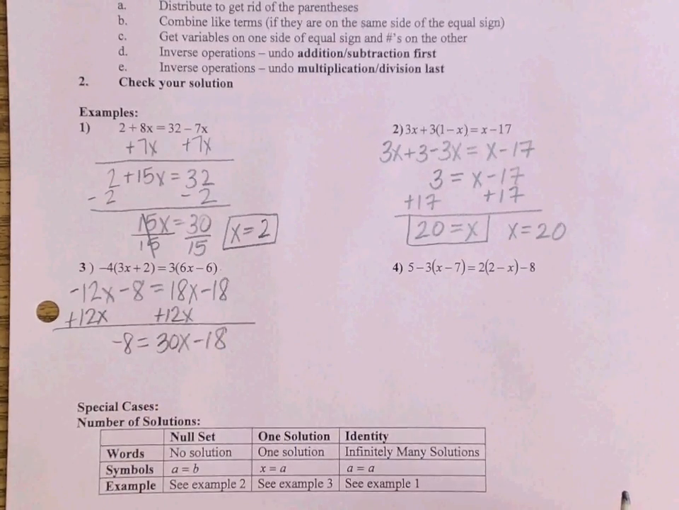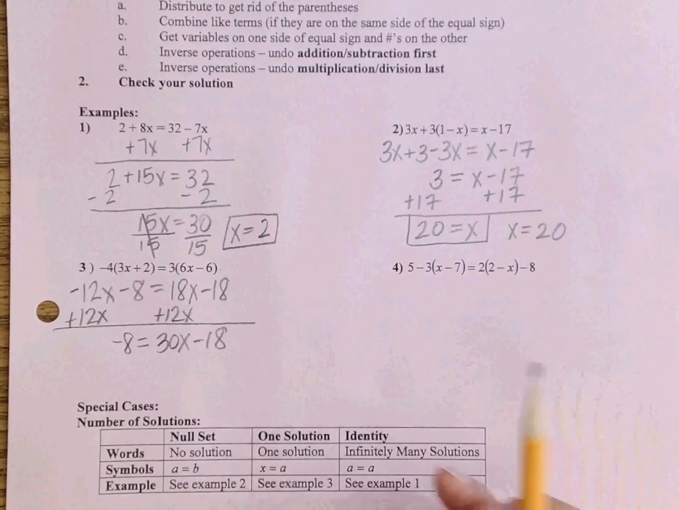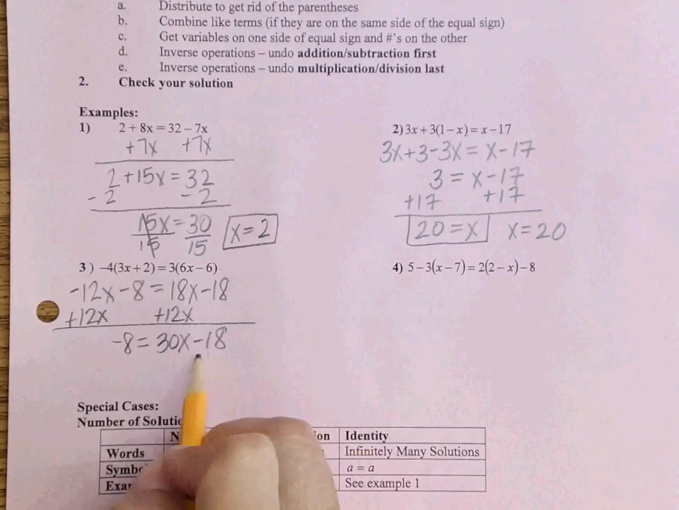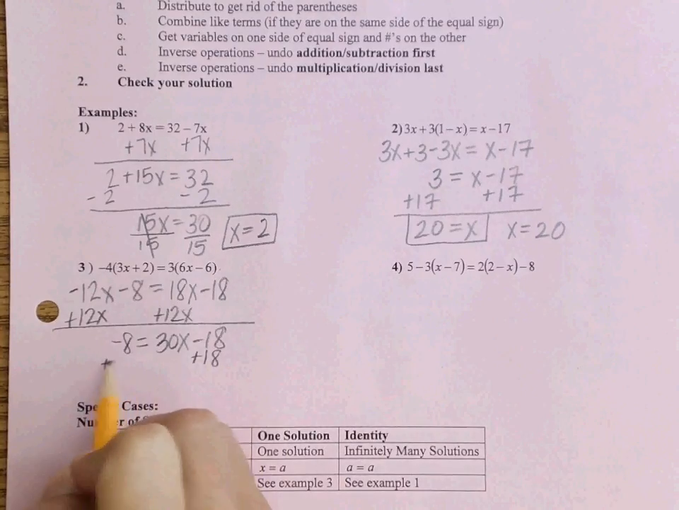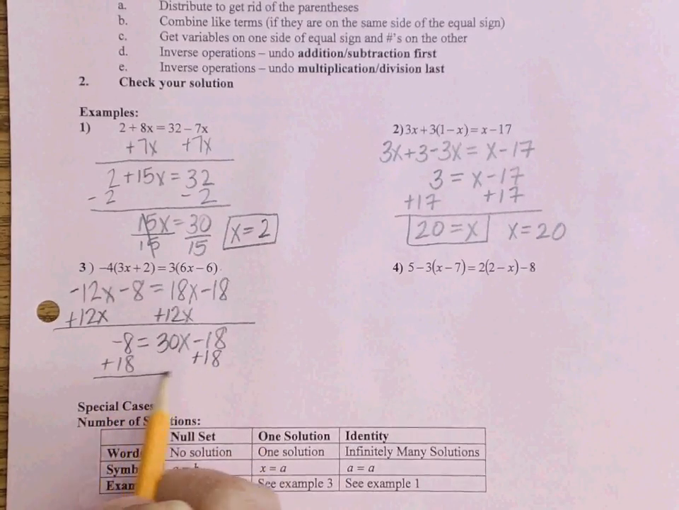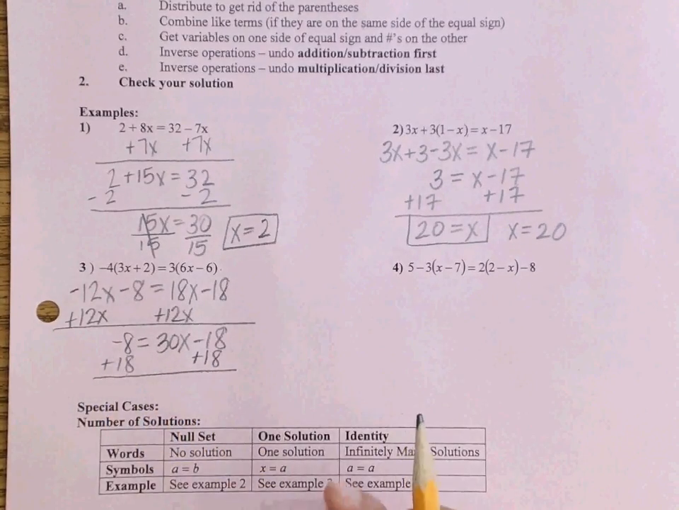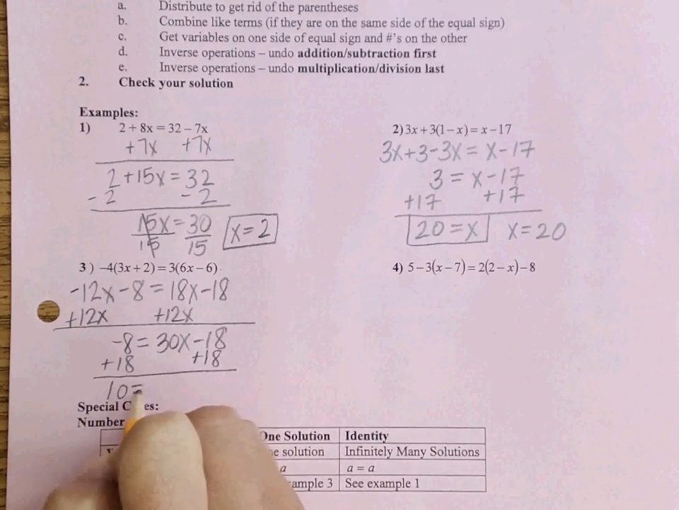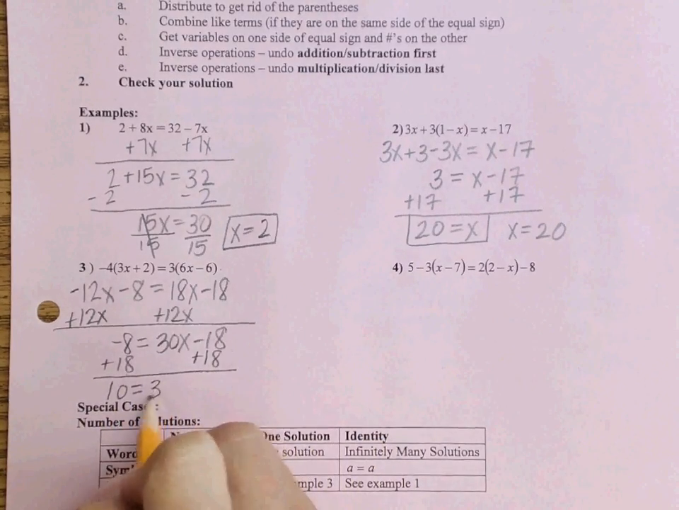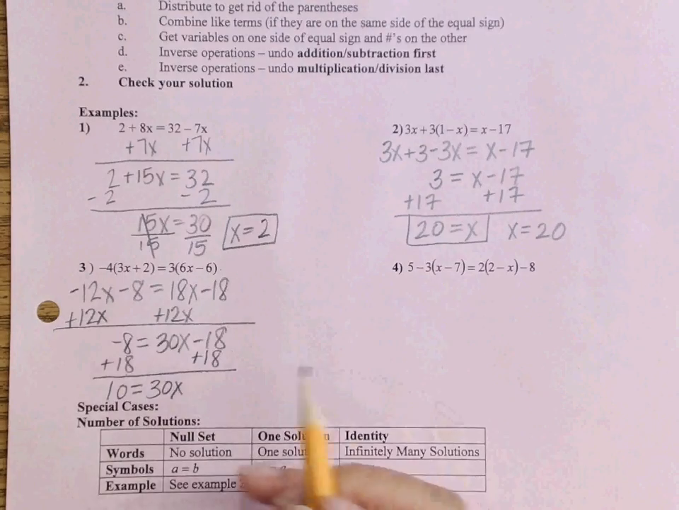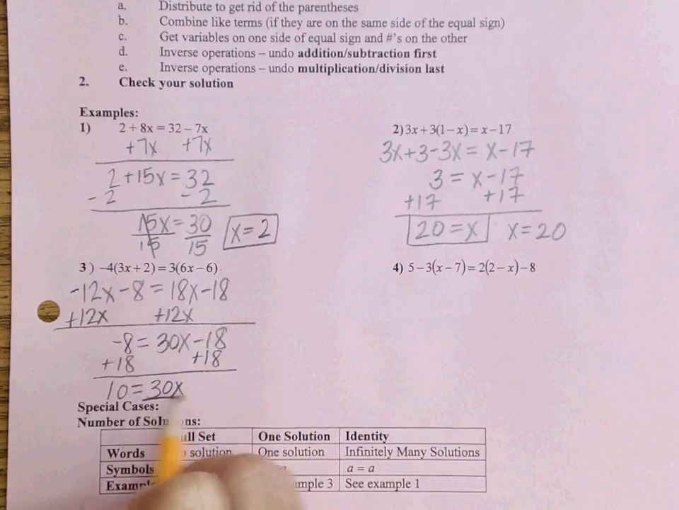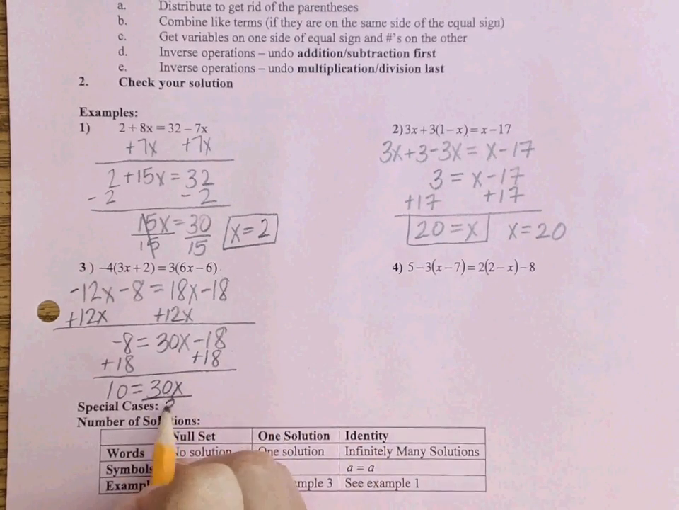Okay. From here, I'm going to go ahead and get my constants to the other side, so I'm going to have to add 18 to both sides. Negative 8 plus 18 is 10, is equal to 30x. To solve for x, I'm going to divide both sides by 30.